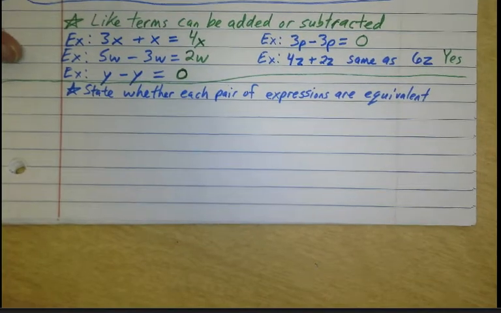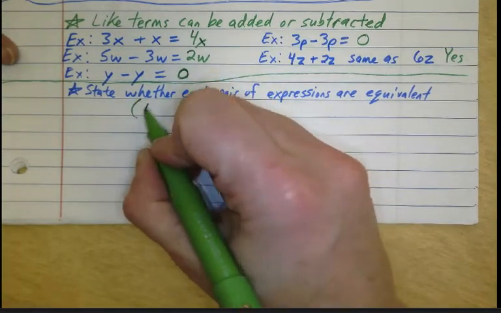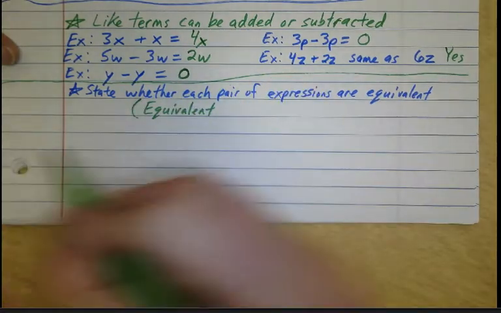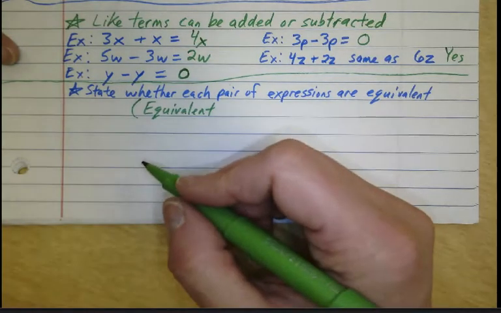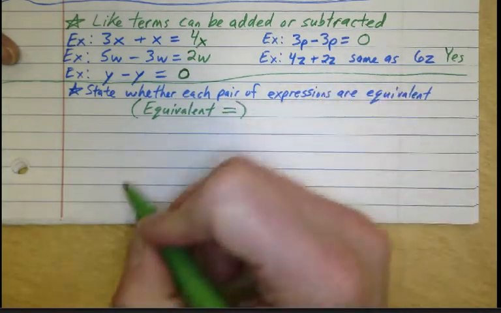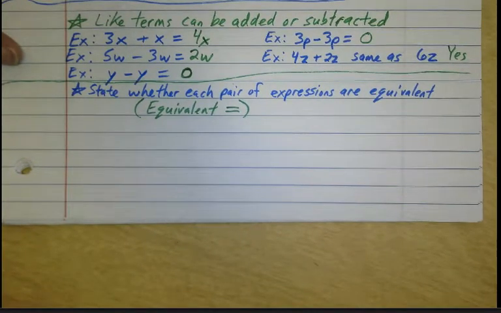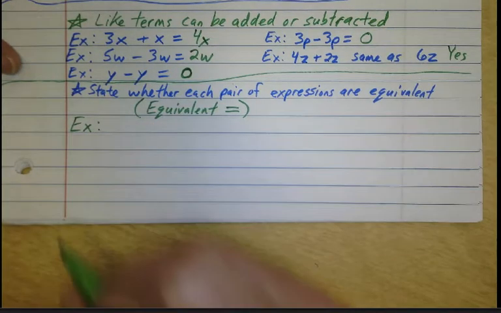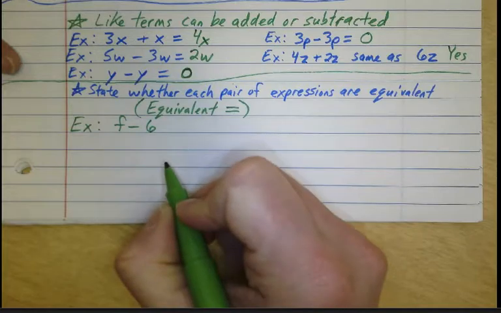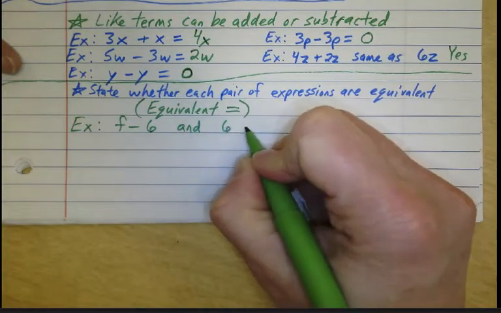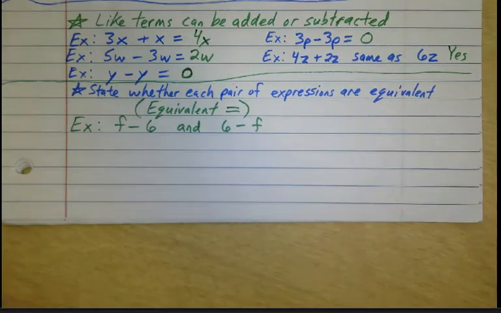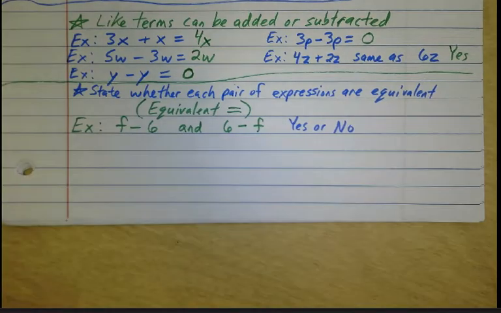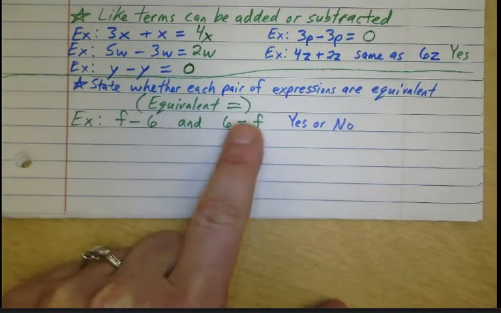And I want to make sure you understand that. In other words, equivalent means equal to. Is what's on the left of the expression the same as what's on the right? Are they equal? Equivalent means equal. So the first example I want to write here, and give you a chance to look at, is f minus 6 and 6 minus f. Are they equivalent? You can circle yes or no. Is f minus 6 the same thing as 6 minus f?